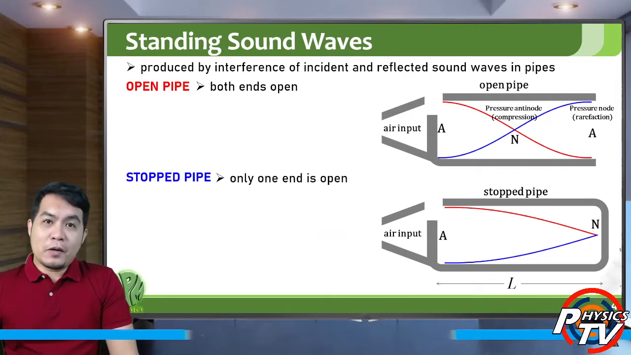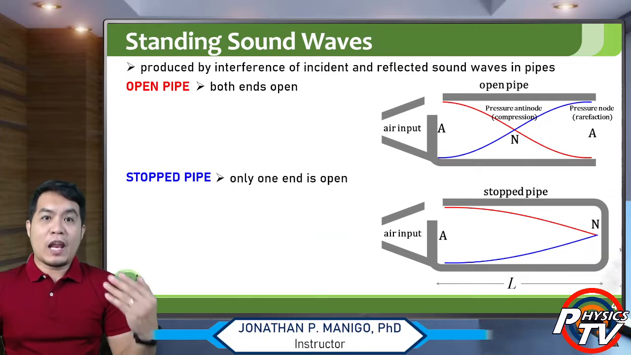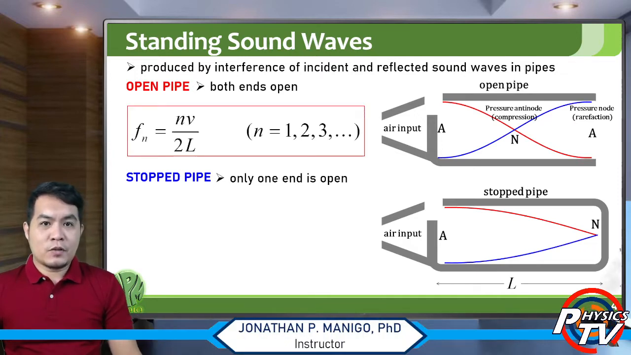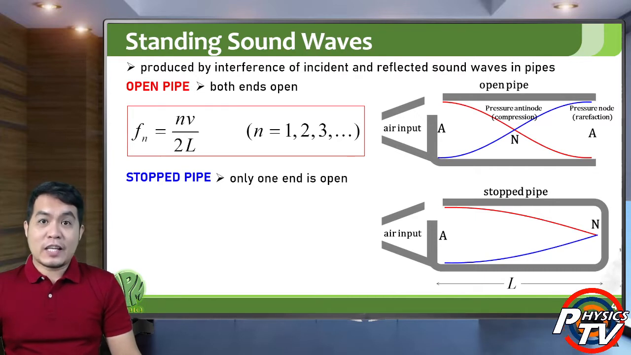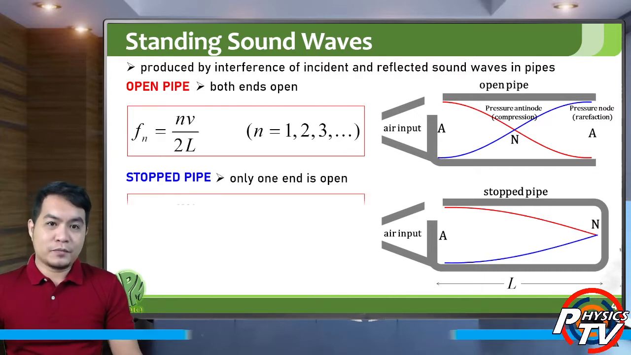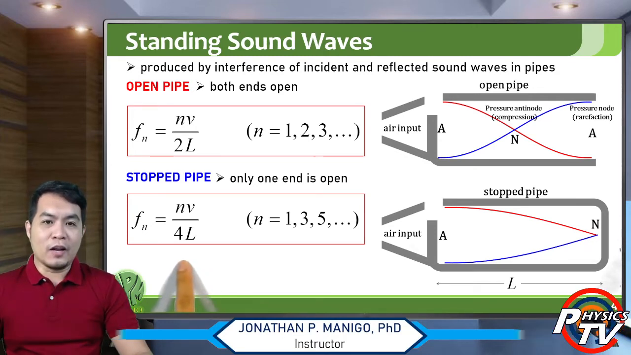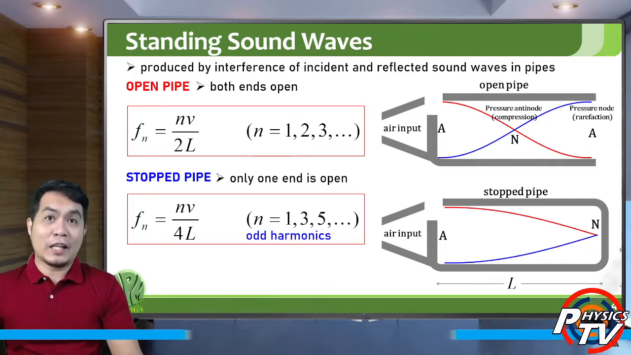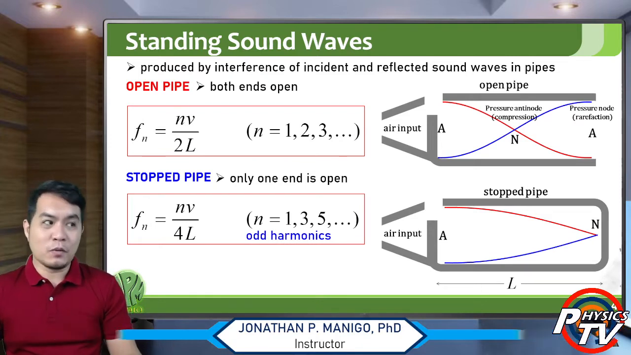Similar to our discussion of standing waves on a string, there are allowed frequencies in order to create standing sound waves, or resonance. For an open pipe, it is exactly similar to the standing waves on a string, nv over 2L. But for a stopped pipe, it is now nv over 4L. And instead of all integers, it is now odd harmonics. Only odd harmonics are present: 1, 3, 5, 7, and so on.